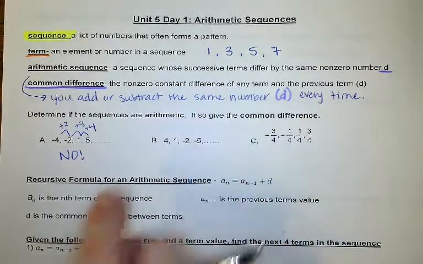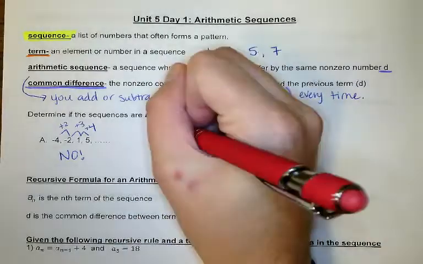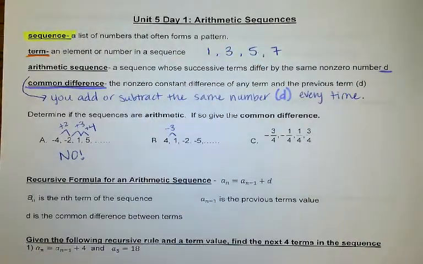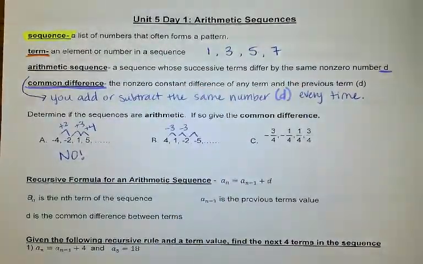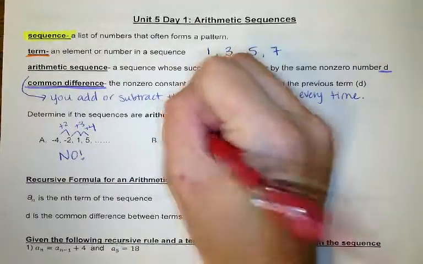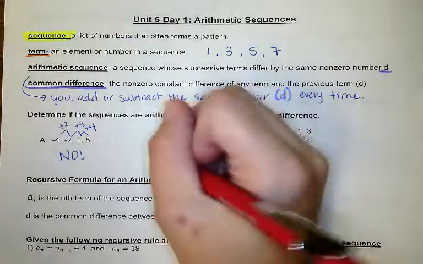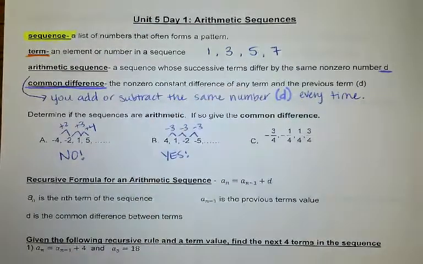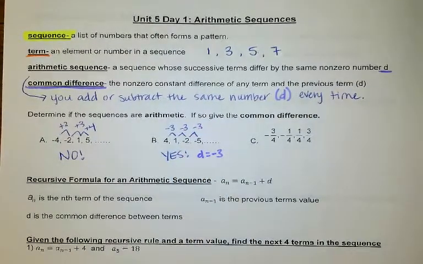All right. So let's see about this one. What is our common difference right here? Ooh, to get from 4 to 1, we're subtracting 3. To get from 1 to -2, what are we doing? Subtracting 3. To get from -2 to -5, what are we doing? Subtracting 3. So is this one an arithmetic sequence? Yes, because we are subtracting the same number every time. So our d, our common difference, is -3. Do y'all feel good about that? We're subtracting 3. Or you can say you're adding -3.